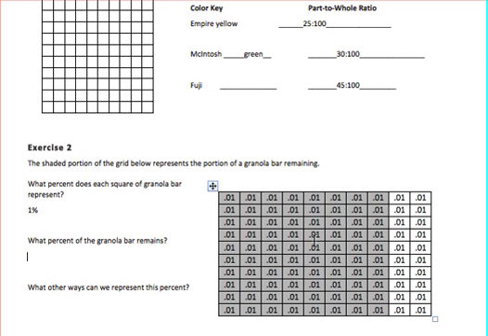What percent of the granola bar remains? Remember, in the question it says the shaded portion of the grid represents the portion remaining. So there are 10, 20, 30, 40, 50, 60, 70, 80 100ths that are remaining. That means the percent would be 80% of our granola bar that is still remaining.